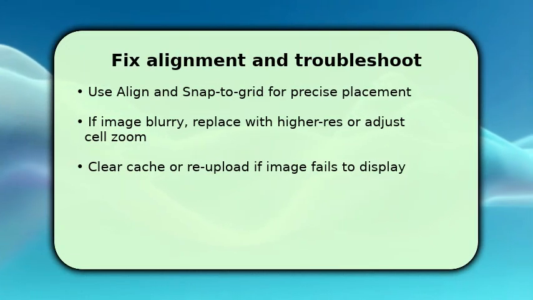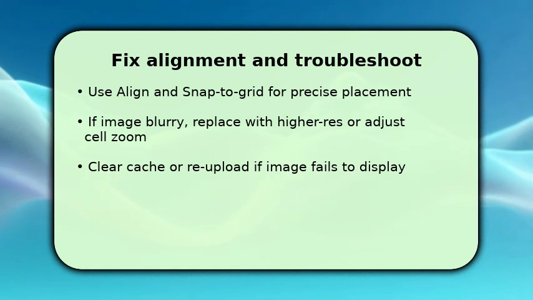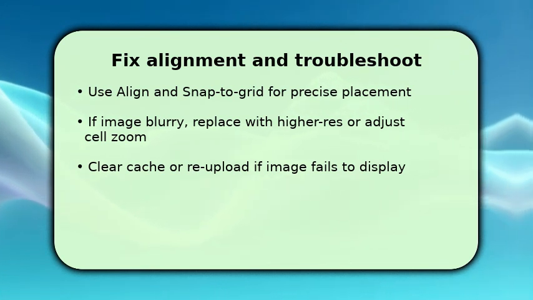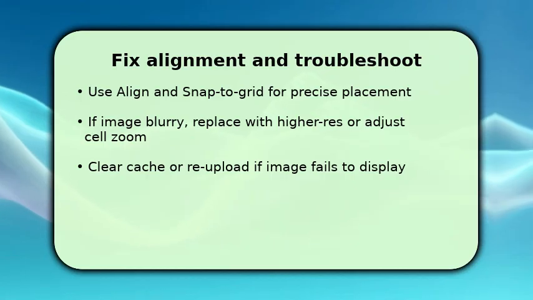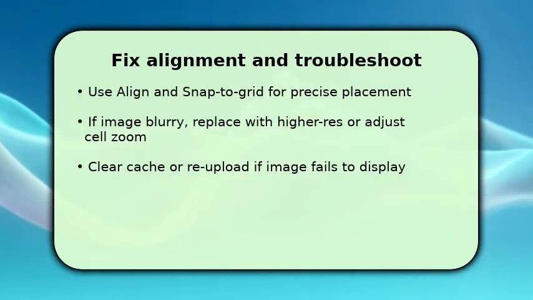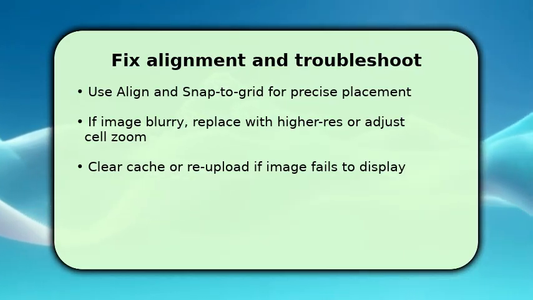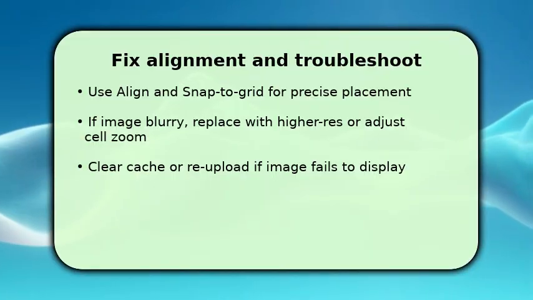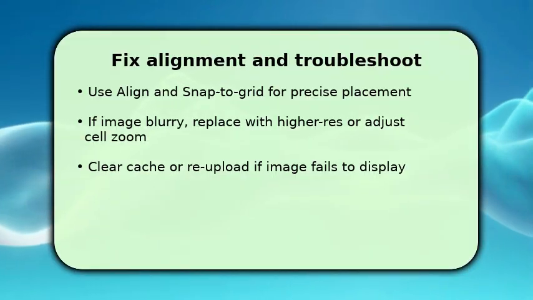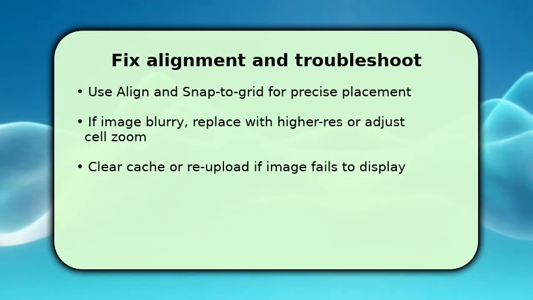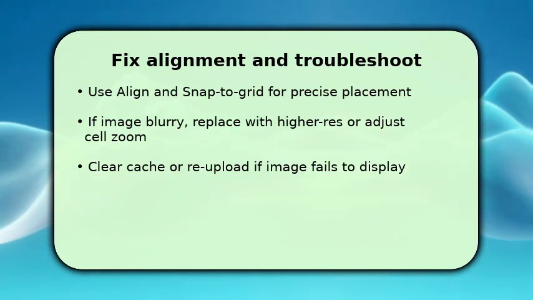Use the Arrange menu or Snap to Grid to align with adjacent cells and set wrap text or row height to match. This ensures consistent layout when you share. If the image looks blurry, replace it with higher resolution or change zoom. Sometimes Sheets compresses images. If the image disappears or won't update, clear your browser cache, re-upload the file, and make sure collaborators have permission. This usually resolves display issues quickly.